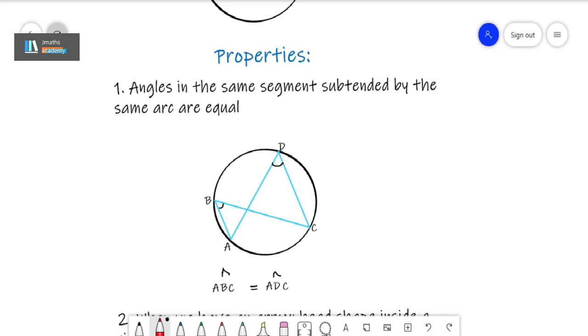From our definition, we can see that this line is a chord that divides the circle into two segments. That's the big segment and the small segment. We are told that these angles are in the same segment. So they are both in the big segment in this circle. And we are told that angle ABC is equal to angle ADC. So this is our first property under circle geometry. Let's move on.